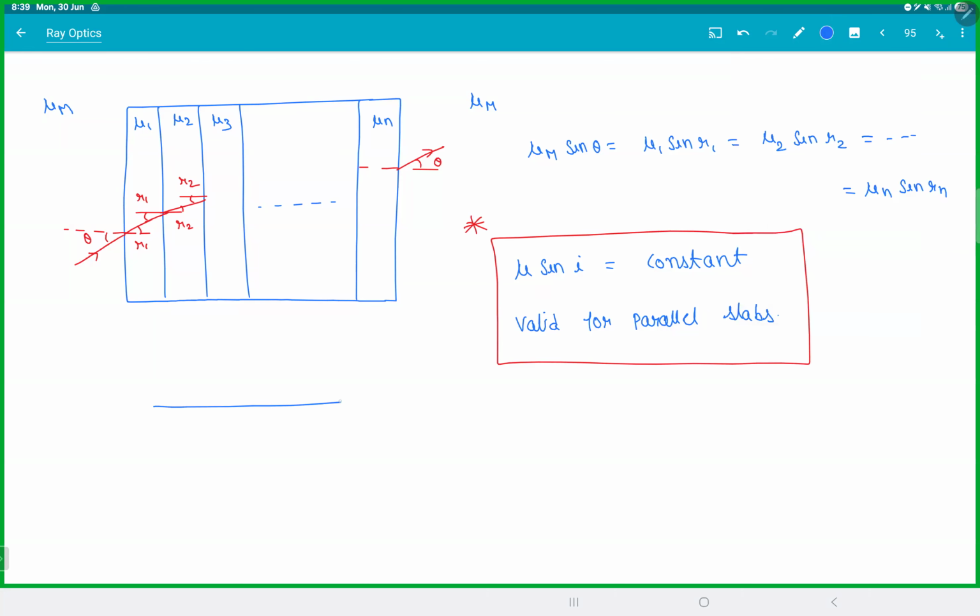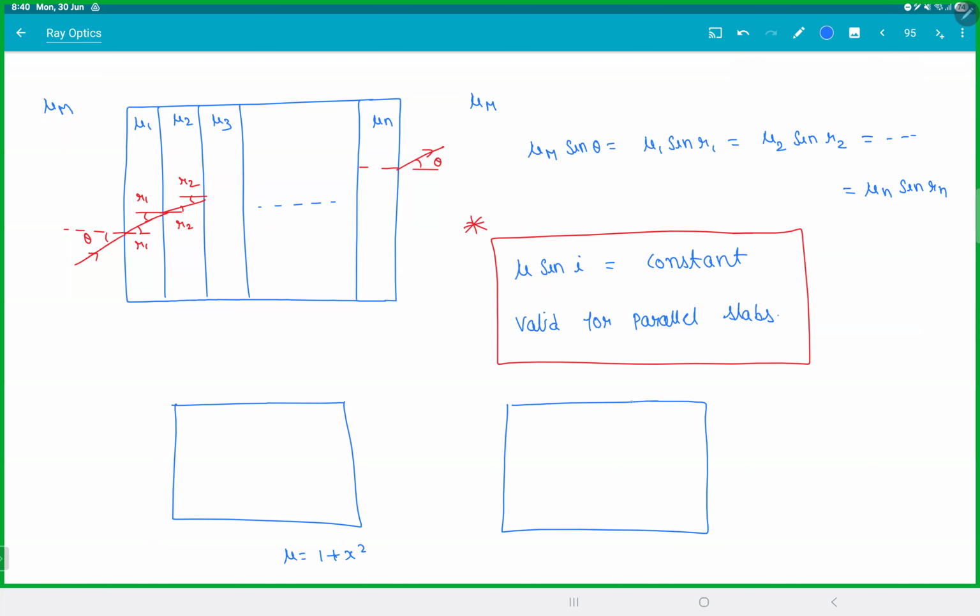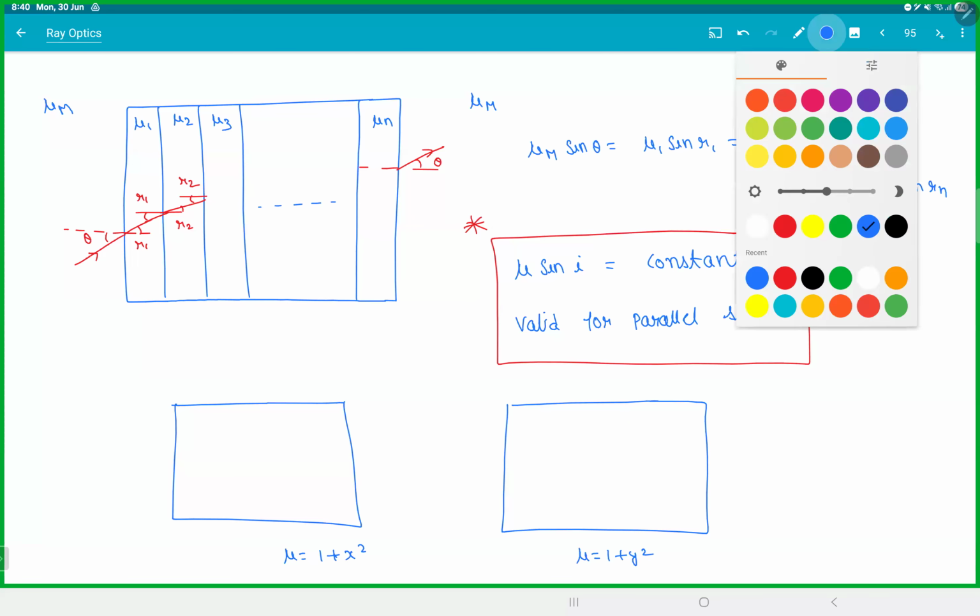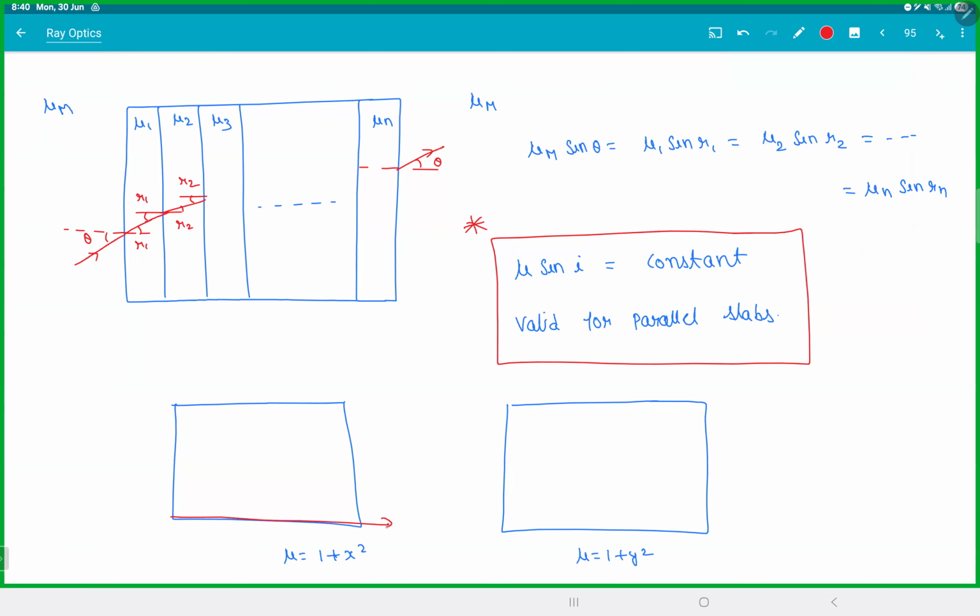Suppose instead of slabs, you have a medium which is changing continuously. Let's say here the refractive index mu is 1 plus x squared. Let's say here the refractive index mu is 1 plus y squared. This is your x-axis and this is your y-axis. So how do you decide the direction of normal? If the medium is changing continuously, how do you decide the direction of normal?